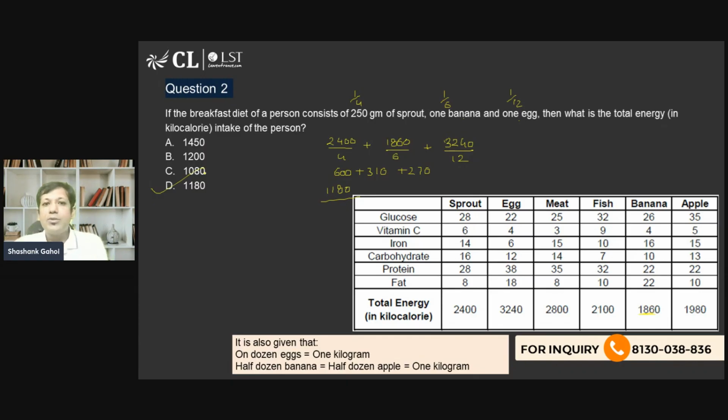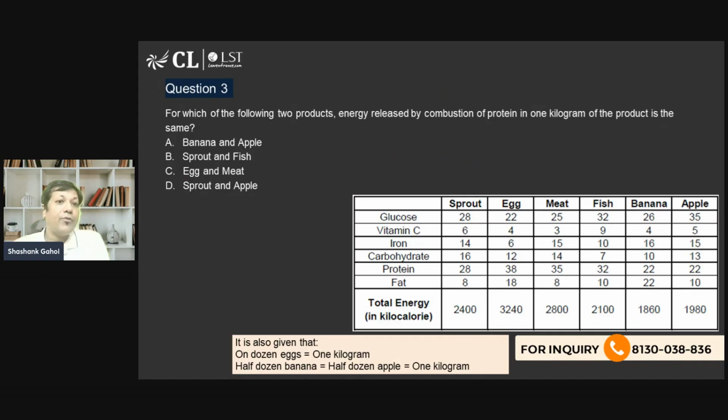Now let's move on to the next question. For which of the following two products is the energy released by combustion of protein of 1 kg the same? The options are banana and apple, sprout and fish, egg and meat, sprout and apple. If I talk about the first option, banana and apple, banana is generating 22% of 1860. It is also generating 22% of what? 1980. So both values definitely cannot be the same, so I'm just removing this.